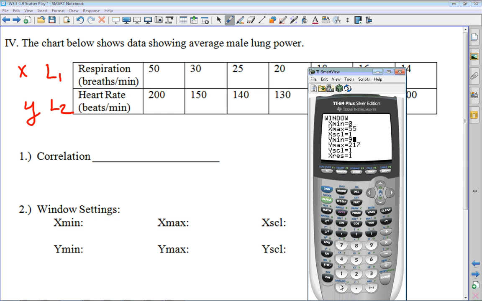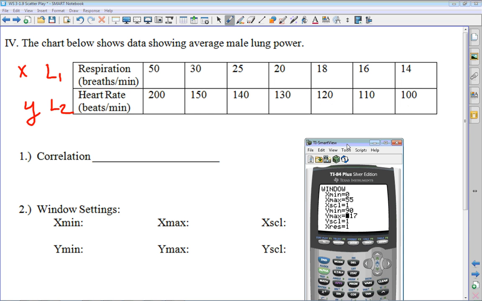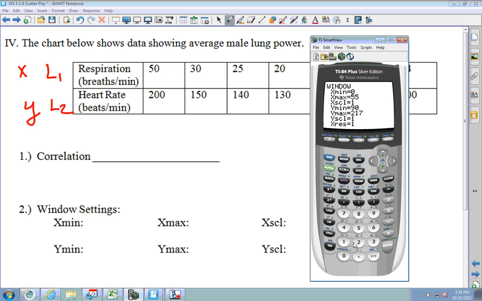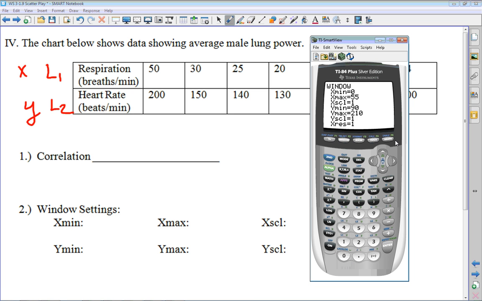Well, we can go to 90. What's my largest one? It's 200. Well, that's not far off. Yeah, I guess maybe we'll just go with the zoom 9 thing. I don't know why I'm trying to outsmart the calculator.